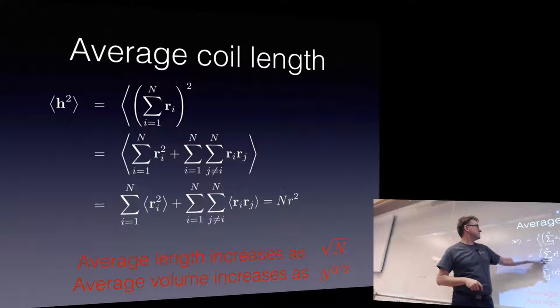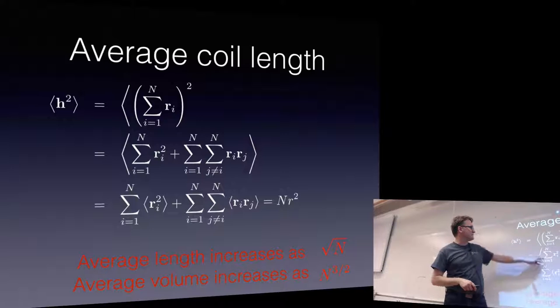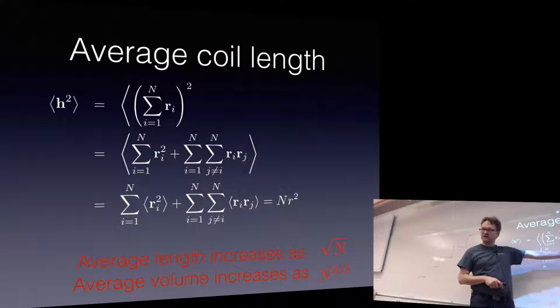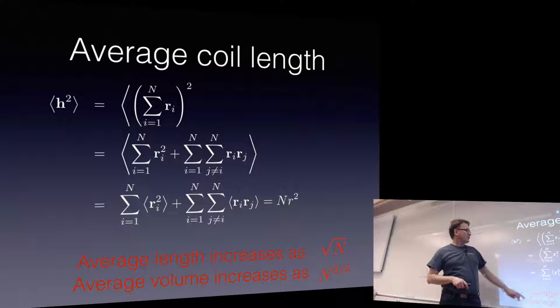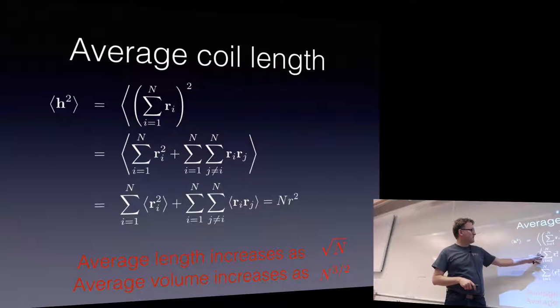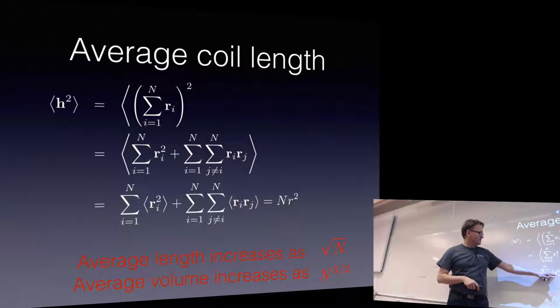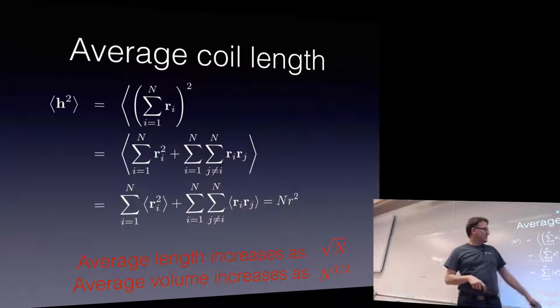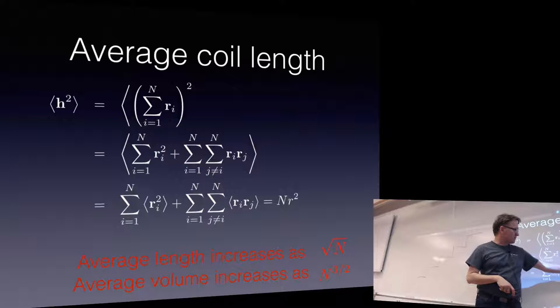So this is the thing that I drew on the last slide. I'm going to take the average of that expression, and then I can take the average of the first term plus the average of the second term. I can always move the average inside the sum. So first I'm going to have the sum of the average of each term multiplied by itself. That's just the square of the length. And then I'm going to have the sum of the average of each term multiplied by some other term.